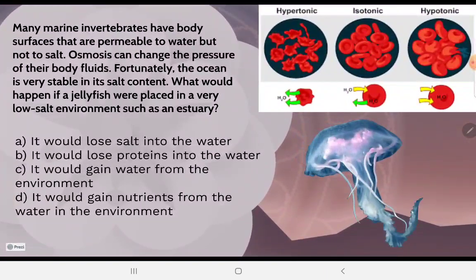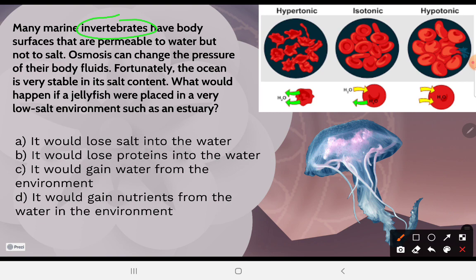12. Many marine invertebrates, like this jellyfish, invertebrate means no backbone, have body surfaces that are permeable. We know what that means. It means things can go through it, right? So, for example, if you have permeable pants and you pee your pants, well, you're going to leak all over the floor, right? Things can move through it. So if they are permeable to water but not salt, osmosis can change the pressure of their body fluids.